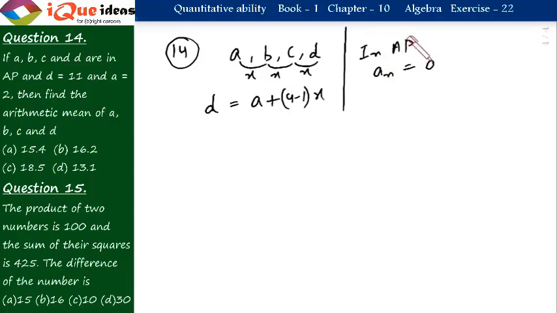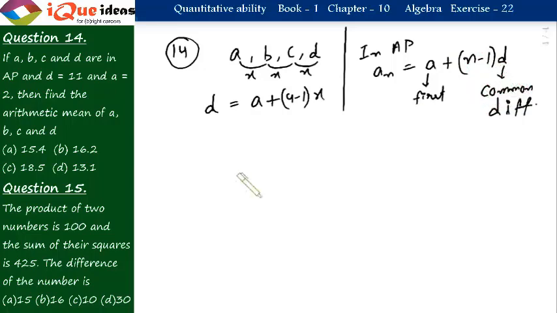The nth term is equal to A plus n minus 1 into D, where A is the first term and this D is the common difference. In our question, we have assumed the common difference to be x. Now D is given to be 11, A is given to be 2. 4 minus 1 is 3, into x. So 2 goes on the left hand side. 11 minus 2 becomes 9, which is equal to 3x. So x is equal to 3.